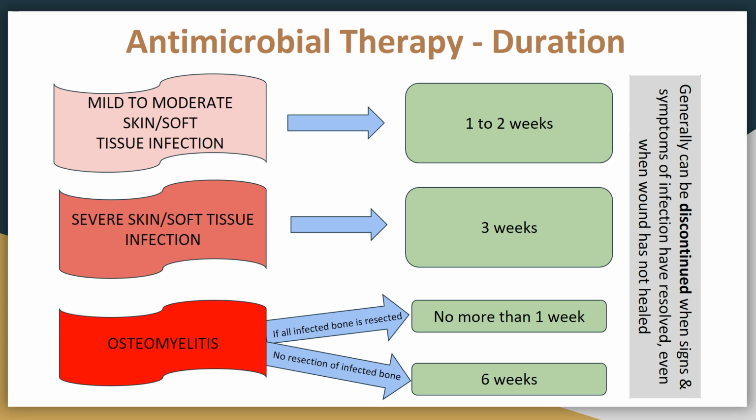Extended treatment may be needed for immunocompromised patients, for wounds that are poorly perfused, deep, large or necrotic wounds, or for osteomyelitis, but this decision should be accompanied by clinical re-evaluations to support the treatment strategy. For diabetic foot osteomyelitis, IWGDF recommends no more than a week of antibiotic therapy if all infected bone is resected and 6 weeks of antibiotic therapy for patients who do not undergo resection of infected bone.